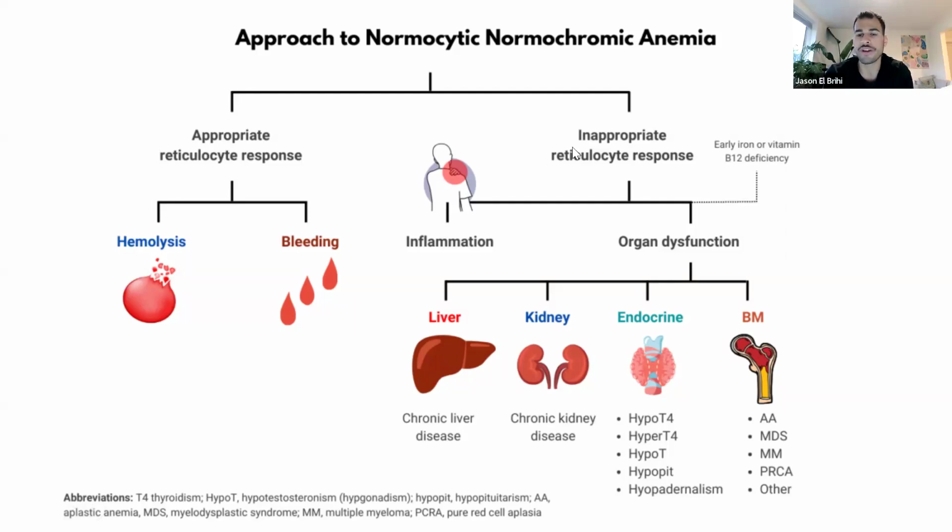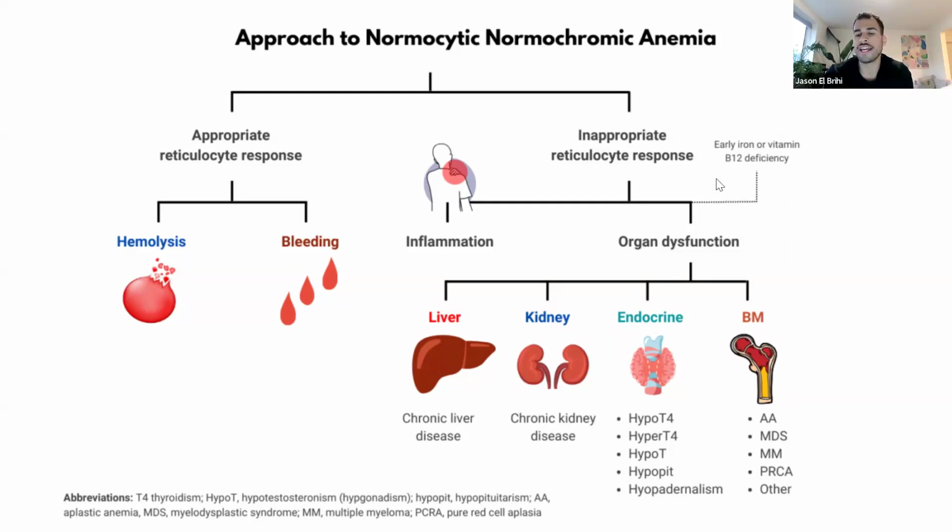If there is an inappropriate reticulocyte response, it suggests that there's organ dysfunction, and that can come from the bone marrow, where you have issues with production, so aplastic anemia, myelodysplastic syndrome, multiple myeloma, endocrine issues, so don't forget that thyroid disorders and other endocrine organs can be a cause. The kidney creates EPO, erythropoietin, which generates red blood cell production. So in chronic kidney disease, you get a normocytic anemia and also liver disease.